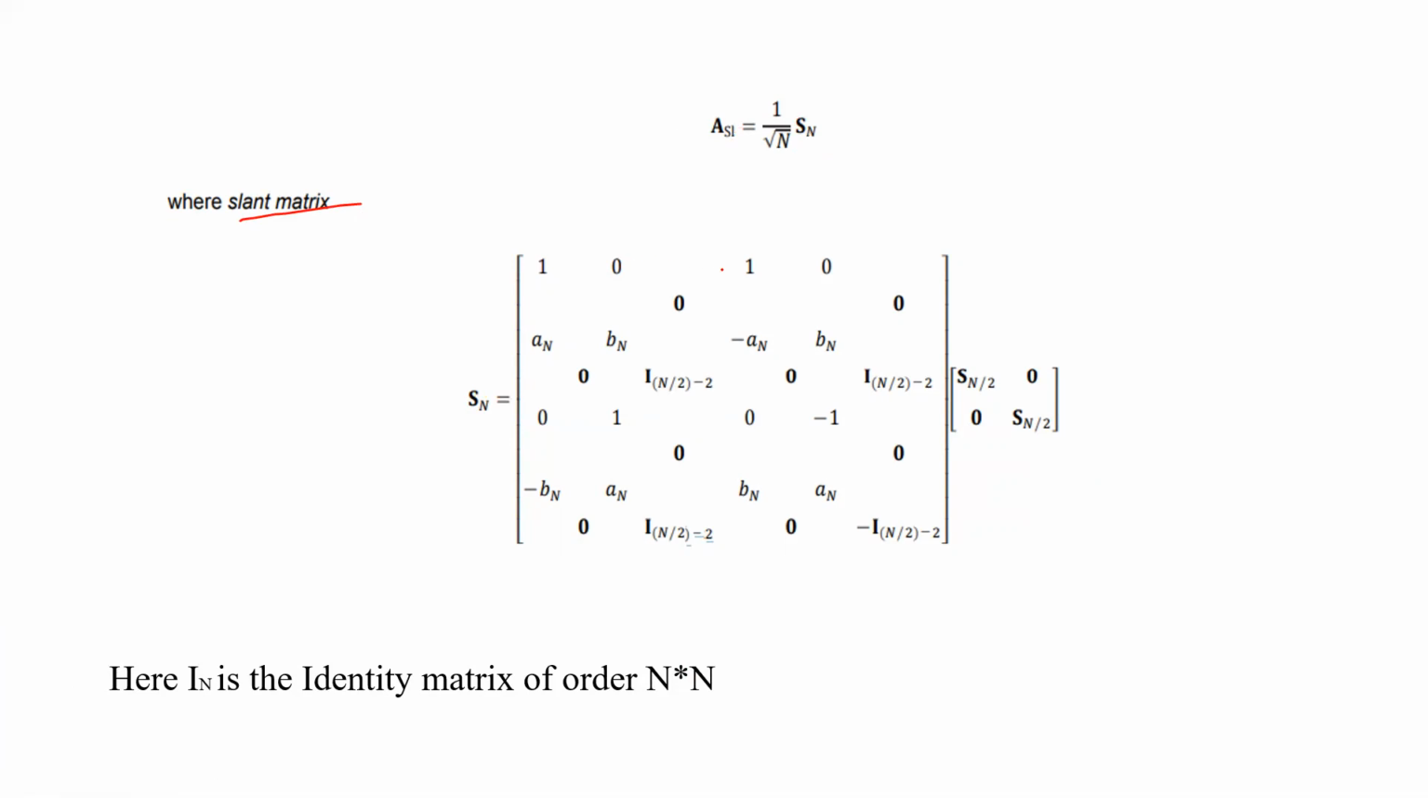first row 1 0 1 0, second row 0 0, third row An Bn minus An Bn, fourth row 0 I identity matrix of n by 2 minus 2, 0 identity matrix of n by 2 minus 2, fifth row 0 1 0 minus 1, sixth row 0 0, seventh row minus Bn An Bn An, and eighth row 0 identity matrix of n by 2 minus 2, 0 identity matrix of n by 2 minus 2, which is multiplied with an identity matrix of Sn by 2, 0 0 Sn by 2.